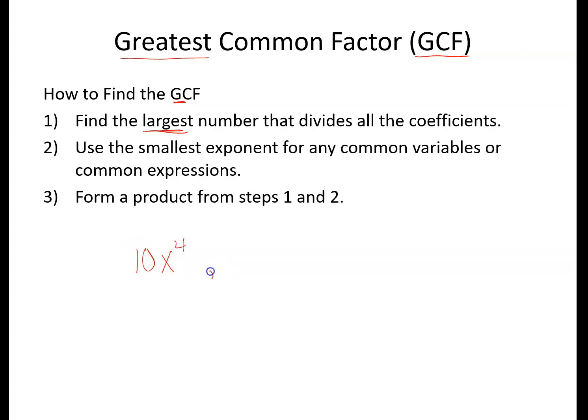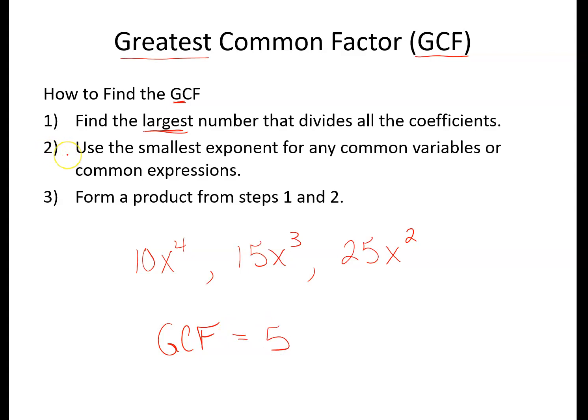10x to the fourth, let's say we had 15x cubed, and we had 25x squared. And we wanted to find the GCF of those three terms. The coefficients are the 10, the 15, and the 25. The greatest number that will divide all three of those is 5. So that's what you start with.